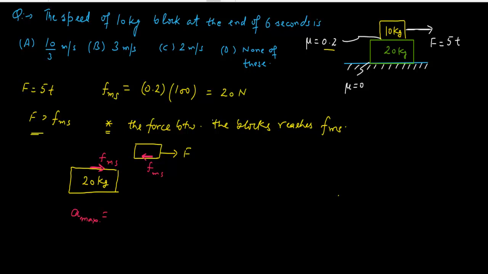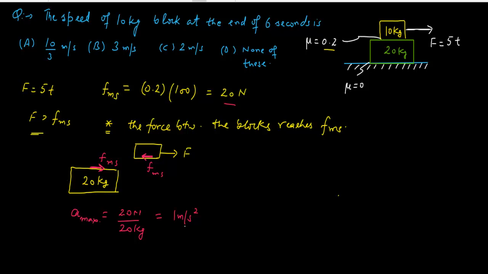So FMS here we have 20 Newton. The mass of the lower block is 20 kilogram. So we have 20 Newton divided by 20 kilogram, which gives 1 meter per second square. That is the maximum acceleration that can be achieved by the 20 kilogram block that is moving only because of friction. Clear?